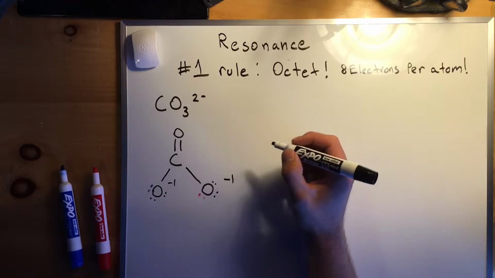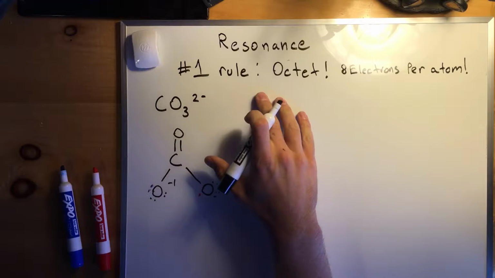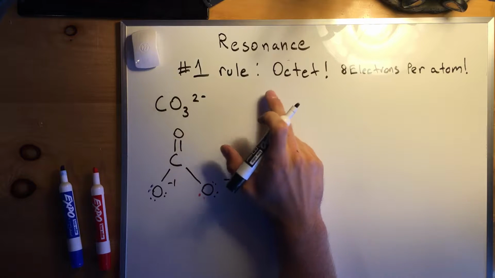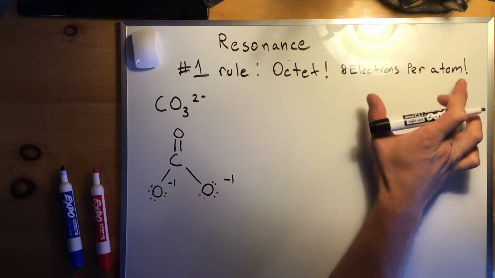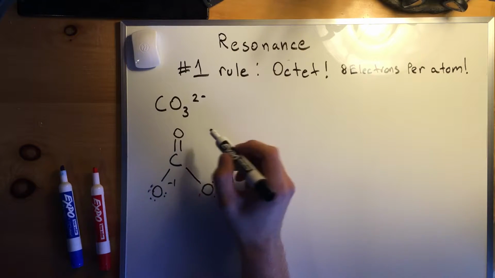Okay, for today's little science show, let's talk about resonance. Now, the number one rule when it comes to resonance-related things is the Octet Rule. You always want to have 8 electrons per atom. So if you look at our example today, it's CO3.